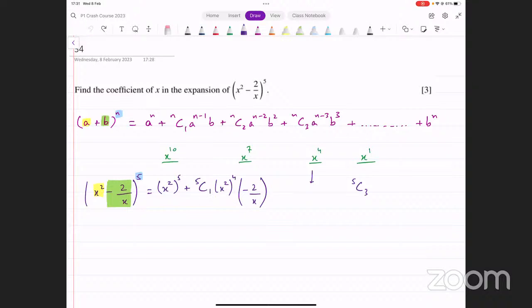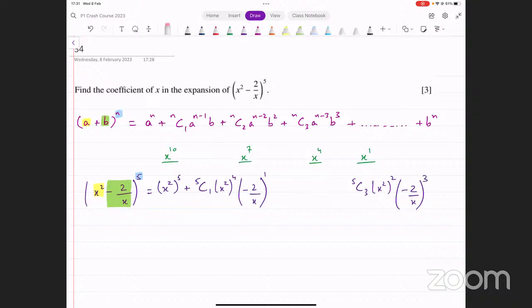x squared whole raised to power 4. The next term would have had 3 as the power. So the next after that has 2, right? This is 4. The next would have been 3. The next after that is 2. The power of b, it's 1 right now. The next would have been 2. So this one should be 3. And that's the term that you're looking for.